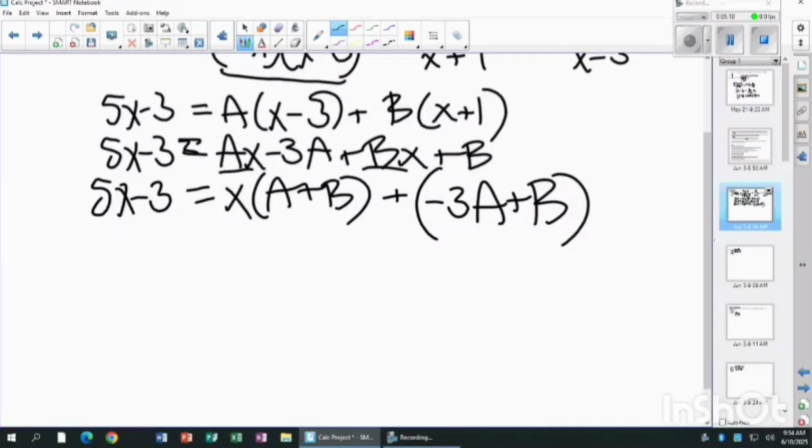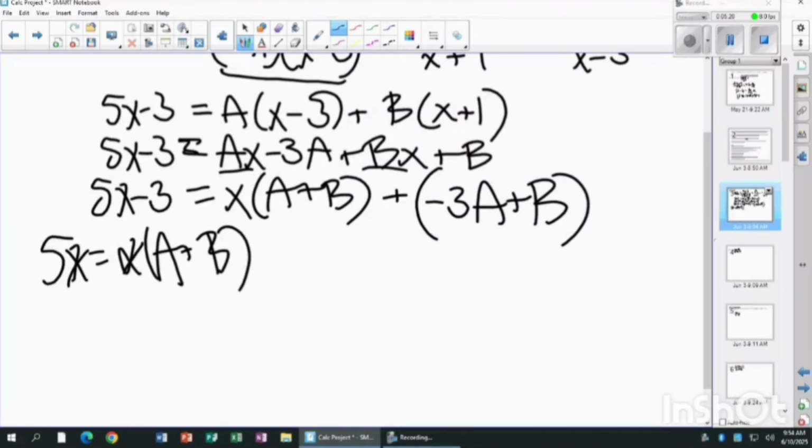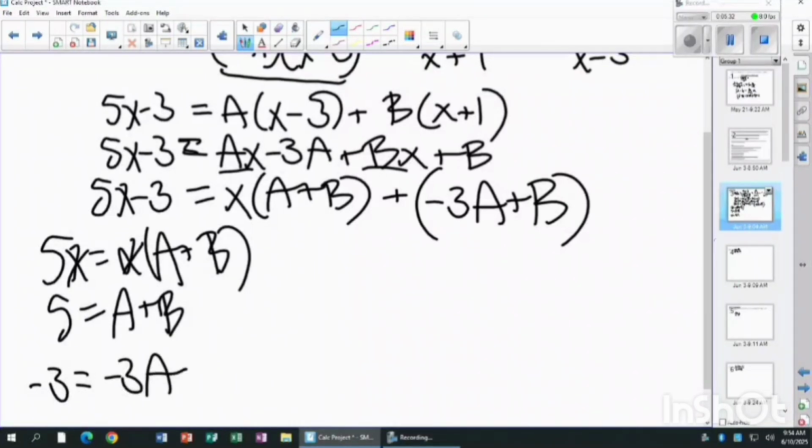And now we equate the like terms on both sides of the equation. So 5x equals x times (A plus B). The x's would cancel, and you would have 5 equals A plus B. And then you have negative 3 equals negative 3A plus B.